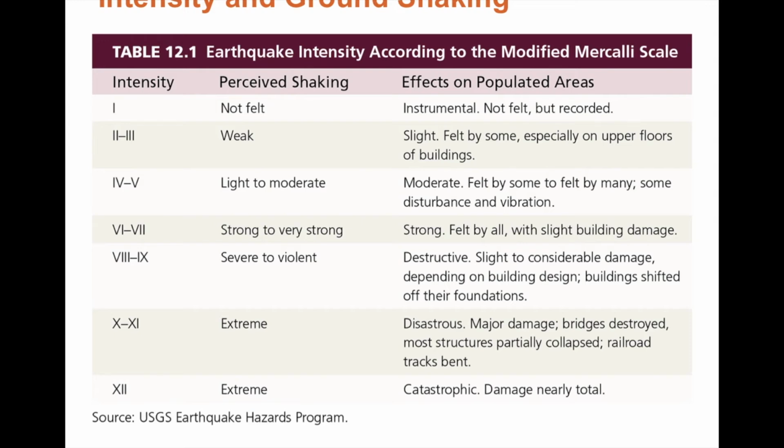A weak earthquake is intensity 2 to 3. Then you have light to moderate, strong to very strong, severe to violent, and then extreme earthquakes. And then extremely extreme is rated 12, which is catastrophic, and damage is nearly total.